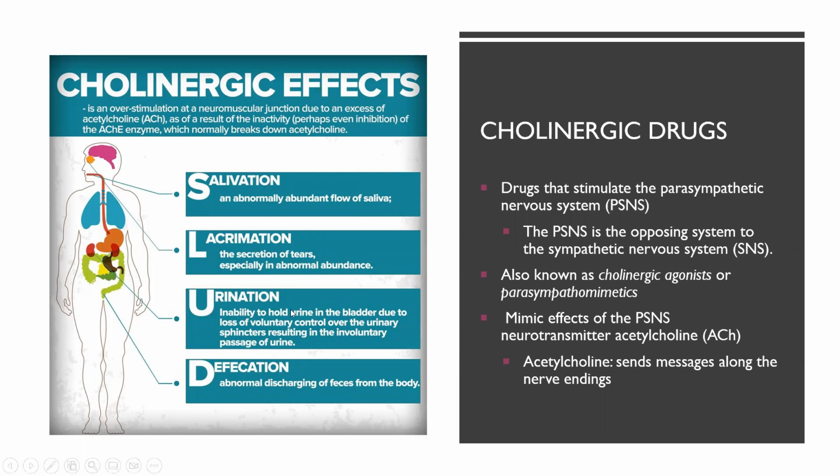So with our cholinergic effects, this SLUDGE mnemonic can help you remember these effects. It's going to cause things like salivation, which is that abnormal, abundant flow of saliva. Our lacrimation, which is the secretion of tears, especially in abnormal abundance. Urination, inability to hold urine in the bladder due to loss of voluntary control of the urinary sphincters, resulting in the involuntary passage of urine. And defecation, abnormal discharging of feces from the body. So these cholinergic drugs basically make everything very wet.